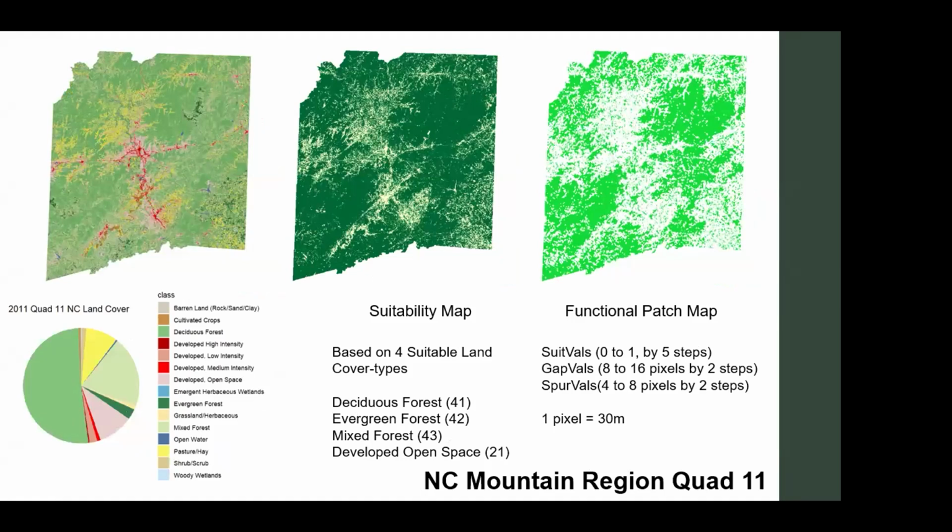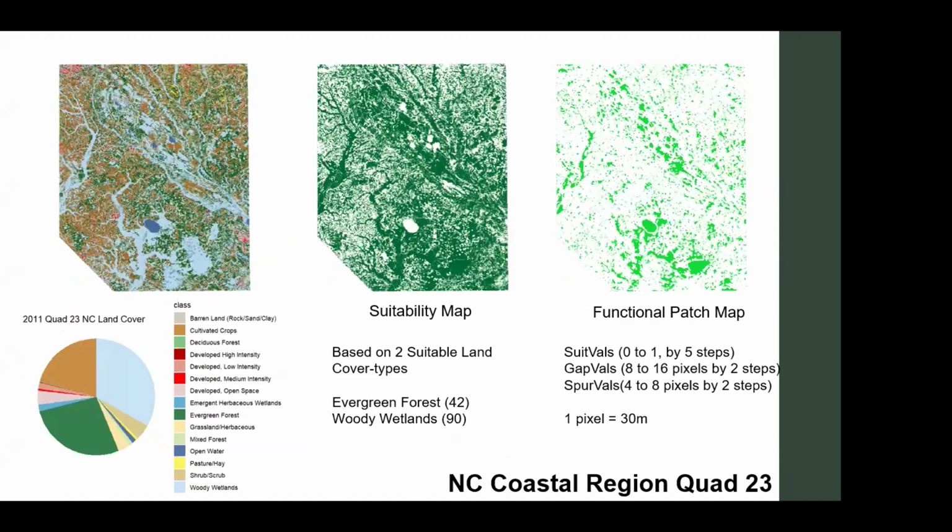This is our North Carolina mountain region quadrat. You can see also some pretty strong patches showing up, and the areas where there aren't patches are pretty clearly based around those developed areas. And then this was one of our coastal region quadrats. Both of the coastal region quadrats in the initial escape cover based data generate pretty diffuse patches.